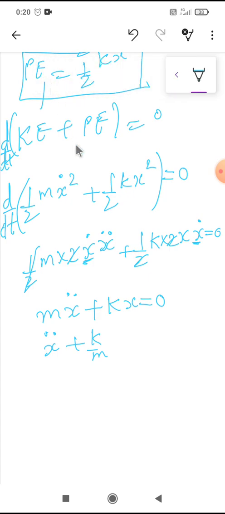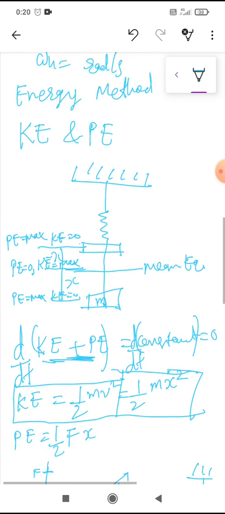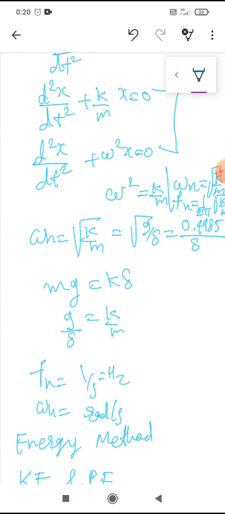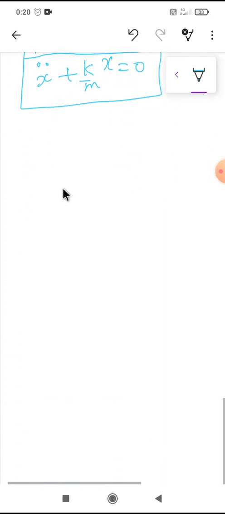So k by m x equal to 0. As you can see, it is the same equation which we derived from the equilibrium method, that is d square x by dt square plus k by m x equal to 0. So the same formula we have derived here: x double dot, that is d square x by dt square, plus k by m x equal to 0.